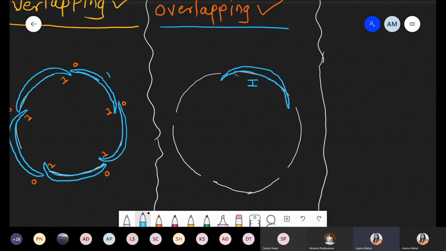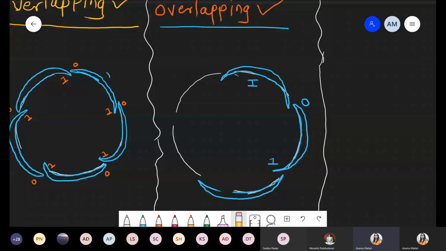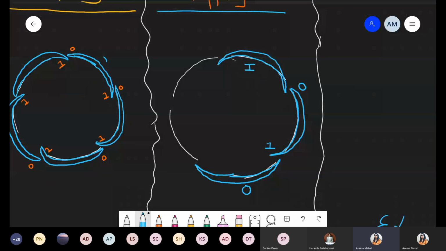Now another one, if you see, one end lies towards the outer side and the other end towards the inner side. One end toward the outer side, O for the outer, and one towards the inner side, I for the inner side. Now the third one is completely towards the outer side, like this.